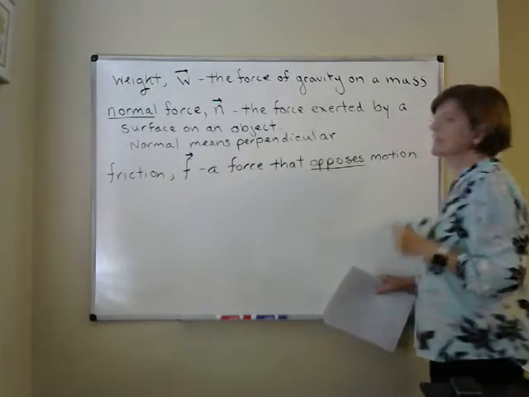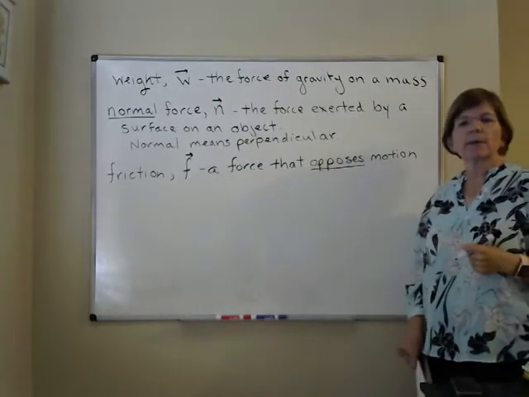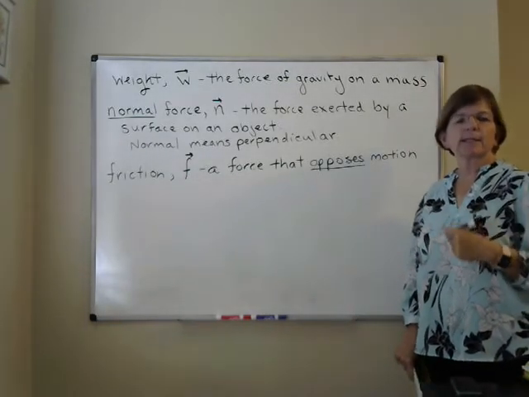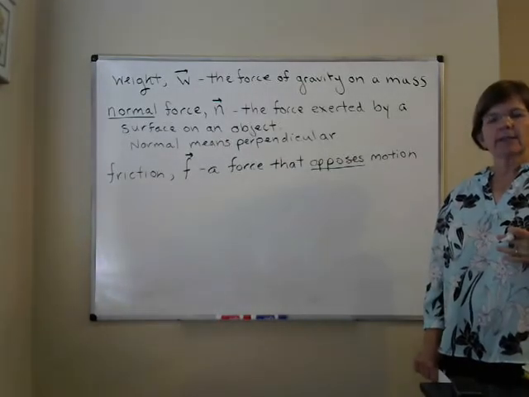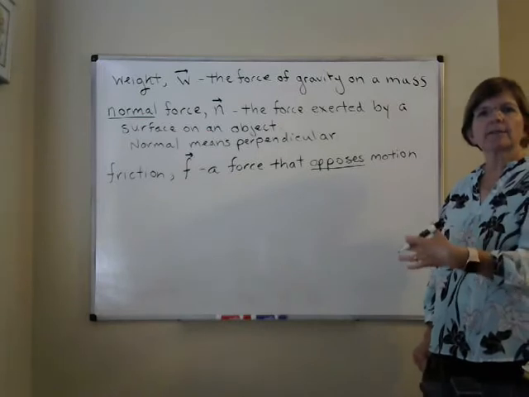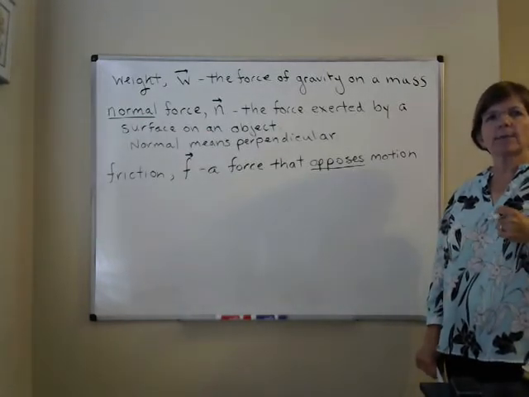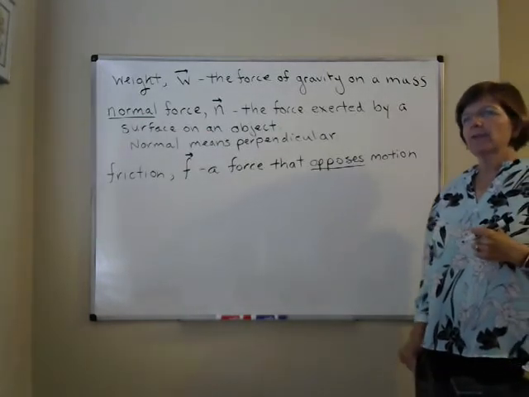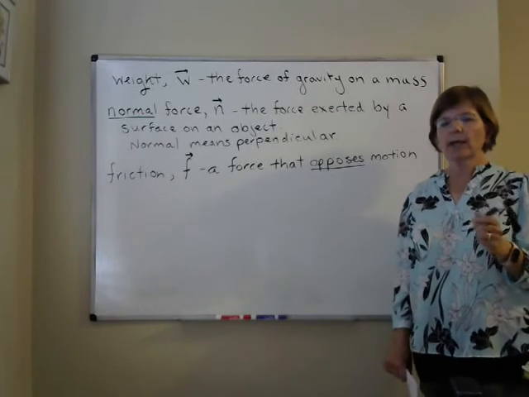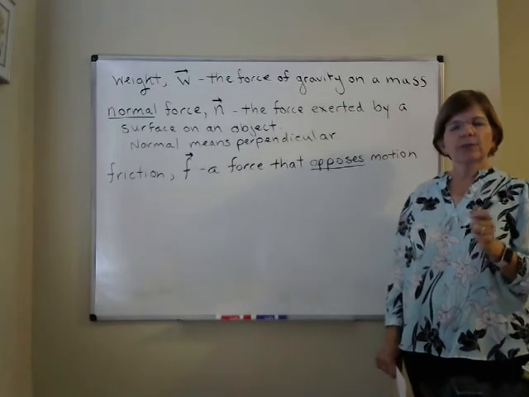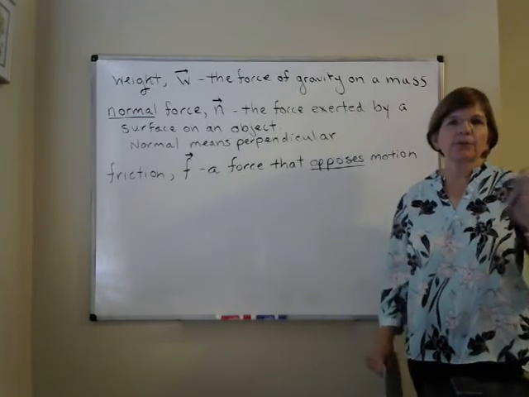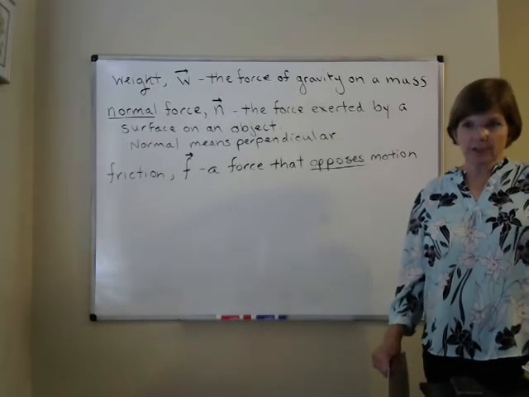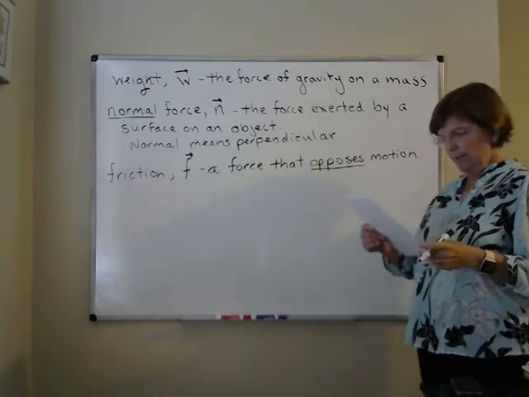Opposes is a good physics word too. When we say it opposes motion, it means it points in the opposite direction. So if something is moving to the right, friction will always be to the left. Friction always opposes the motion. If you have something sliding down a ramp, then friction's going to point up the ramp. But if you have something being pushed up the ramp, friction's going to point down the ramp. It will oppose the motion.